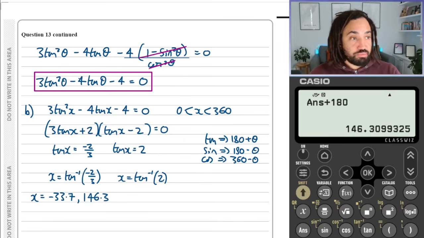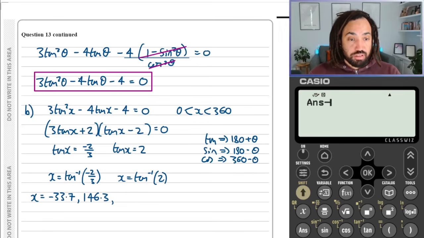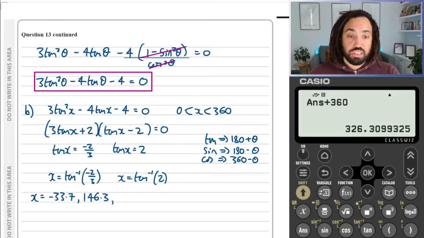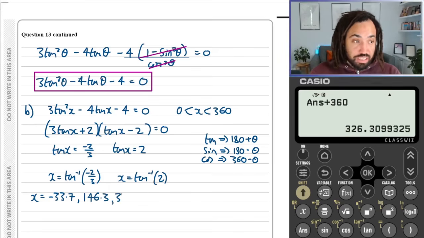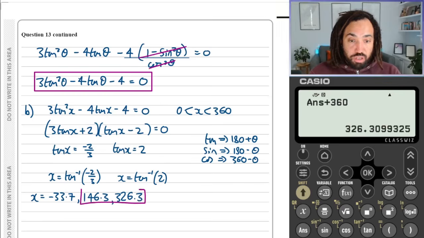And then, when you have your first two, you can add or subtract 360 either way. Now, because the range is between 0 and 360, I can actually add 360 to this first one here, and that will give me another solution which is in the range. So just to remind ourselves, that one was this. If I add 360 to that, we get another solution, and that is also in the range. So that is 326.3. Okay, so these are the two that work.